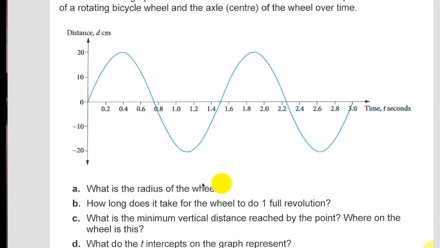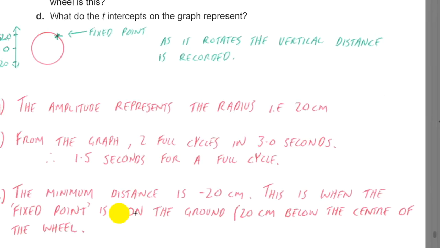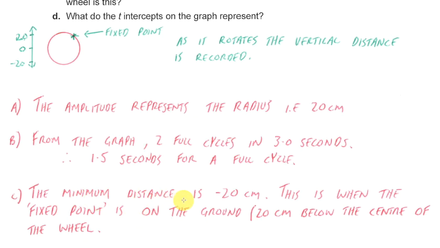C, what's the minimum distance? Sorry, I should just get to our C. What is the minimum vertical distance reached by the point? Where on the wheel is this? So the minimum distance is minus 20 centimetres. This is when the fixed point is on the ground, i.e. 20 centimetres below the centre of the wheel. So it's when the fixed position is in here, directly below the axle, and that fixed position is on the ground.